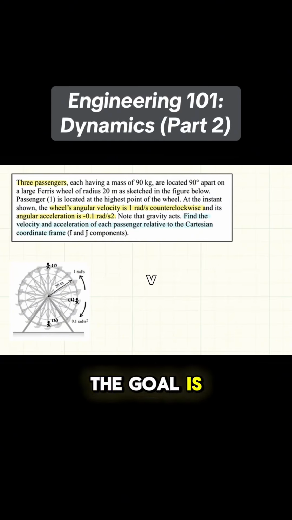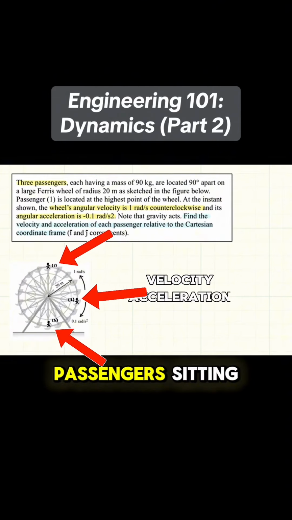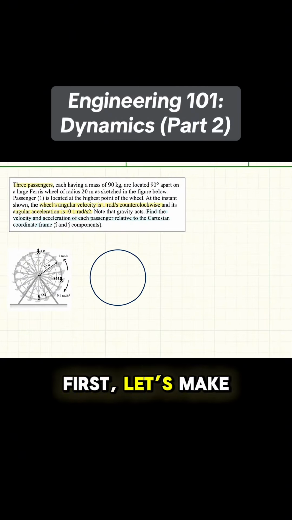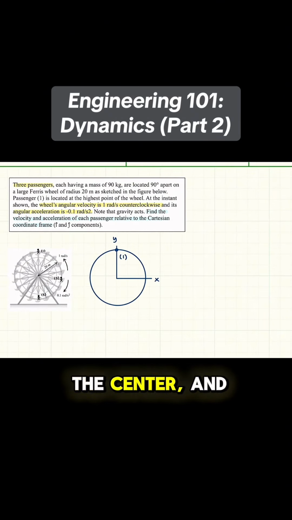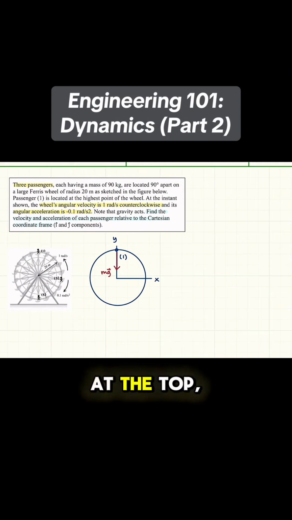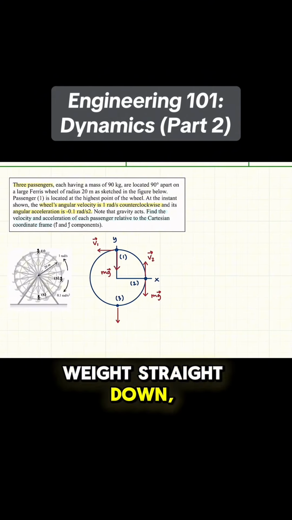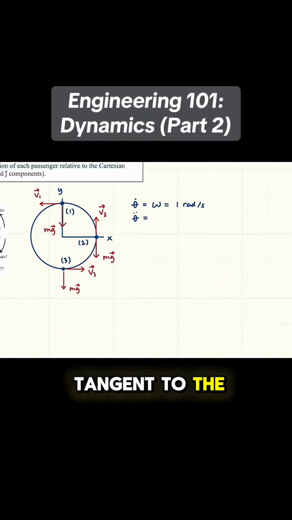The goal is to find the velocity and acceleration of 3 passengers sitting 90 degrees apart, written in x and y components. First, let's make the picture. We draw the wheel, place the x-axis at the center, and number the passengers. Passenger 1 is at the top, passenger 2 on the left, passenger 3 at the bottom. To start, we sketch the force vectors, weight straight down, and velocity vectors tangent to the circle at each position.